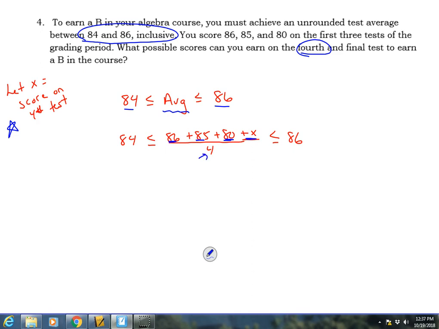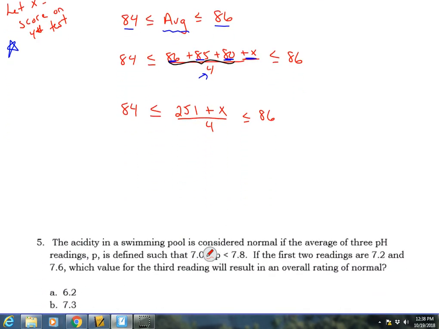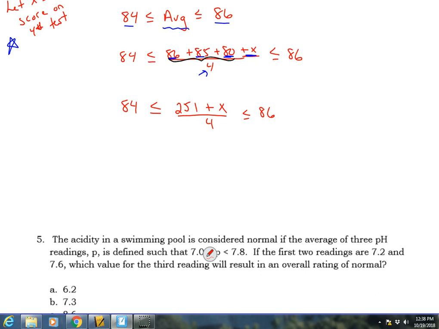Okay, now, since we can't put a variable in the calculator, we're going to add the three values together, 86 plus 85 plus 80. So I'm going to get 84 is less than or equal to 251 plus x over 4 is less than or equal to 86. Now a lot of people are trying to divide 251 by 4. You do not want to do that. You're not allowed to divide 251 and 4.